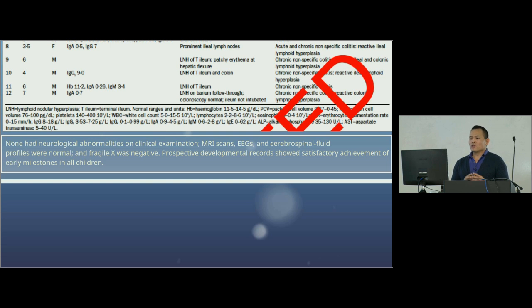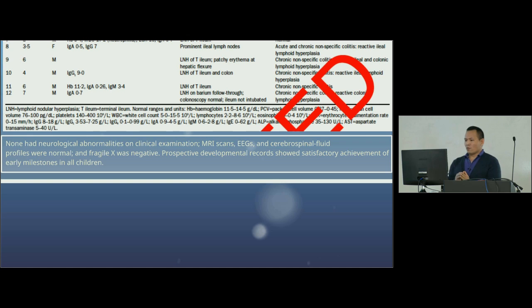Now, when they did the neurological clinical examinations, there were no abnormalities in any of them. The MRI scans were normal. We look at the brain activity, the EEGs are normal. The cerebrospinal fluid profiles were normal. They were Fragile X negative. This is an extra piece of repeats on one of the genes in the X chromosome. It's a good indication that when you have these repeats, you tend to have some sort of abnormal neurological development or retardation.